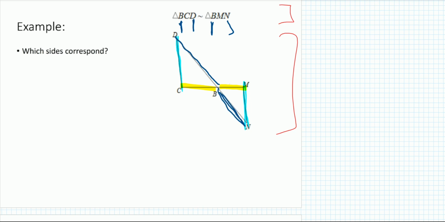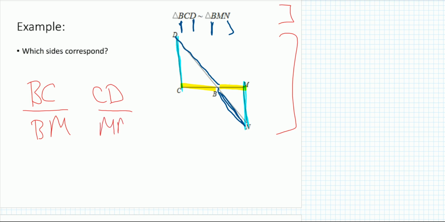So it's really nice to be able to see the diagram and read it. Now I'm going to write proportions here. Based off of how I highlighted, BC, I compared that to BM. It's okay if you write MB, it doesn't really matter to me, because you're still talking about the same side. So BC, I compared to BM, and then I did CD. I compared that to MN, and then I compared DB to the last one, which is BN.